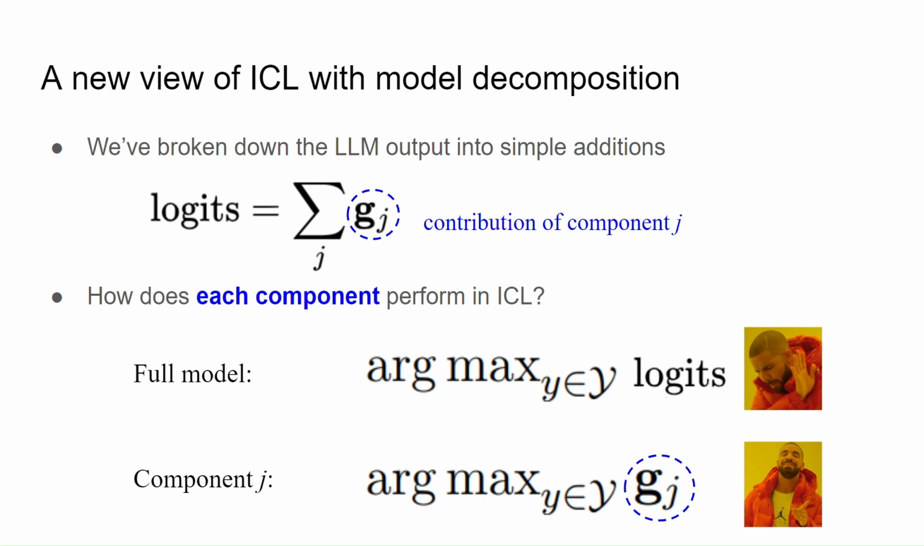Now we have broken down the LLM output into simple additions. What can we do next? Let's compare with the standard view of in-context learning. In the standard ICL, we use the entire model to make predictions. We take the logits and do argmax over all the possible label tokens of a classification task. Now, with our decomposition, we can study how each component performs. For example, we can get the prediction of component j using its contribution.